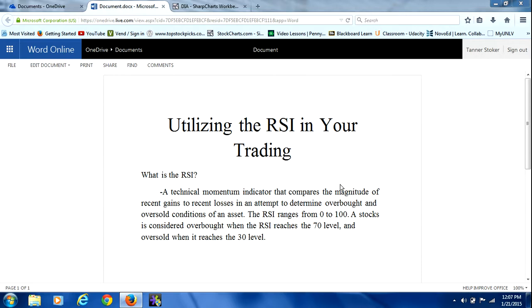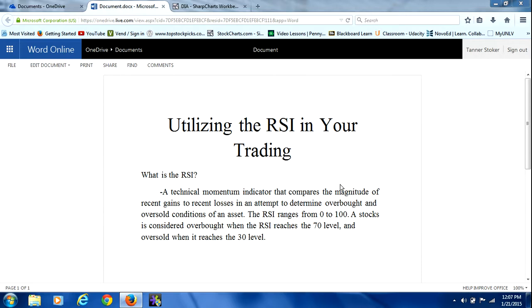So the RSI stands for Relative Strength Index. Essentially, it is a technical momentum indicator that compares the magnitude of recent gains to recent losses in an attempt to determine overbought and oversold conditions of an asset. The RSI ranges from 0 to 100. A stock is considered overbought when the RSI reaches the 70 level and oversold when it reaches the 30 level.